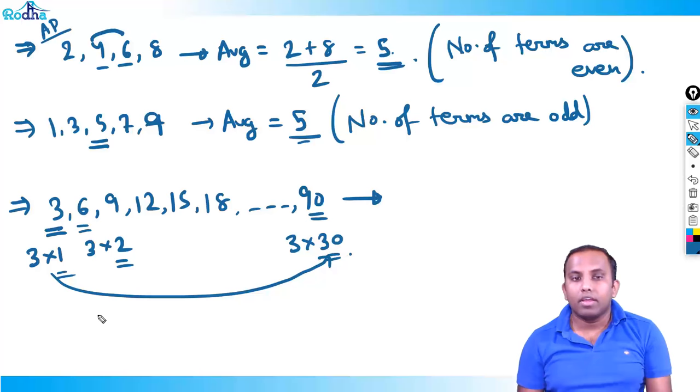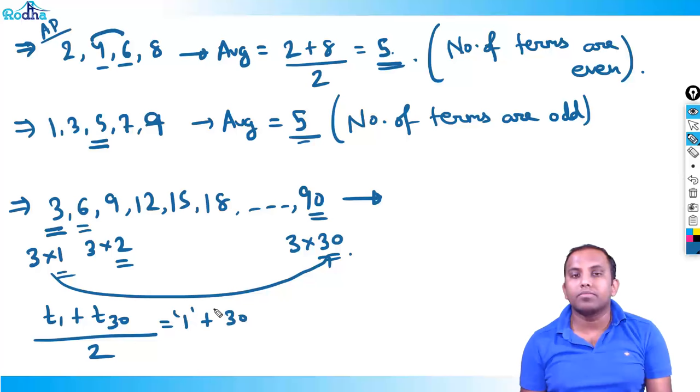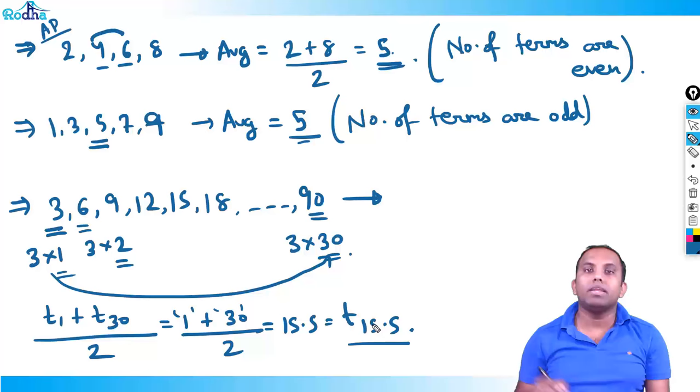The first term is 1 and the last term is 30, so first term plus last term by 2. Treat this as 1 for the time being, and this as 30. It's not actually 1 and 30, but treat it like that for finding the term number. So 1 plus 30 by 2 is 15.5, that means T 15.5. Because it is an AP, you can do this in your mind.